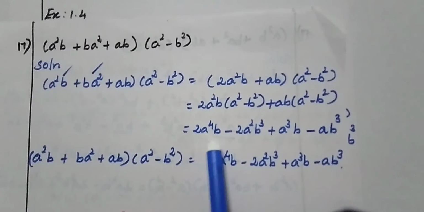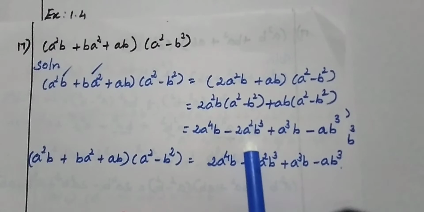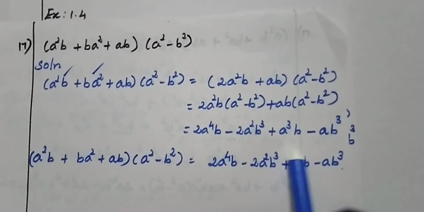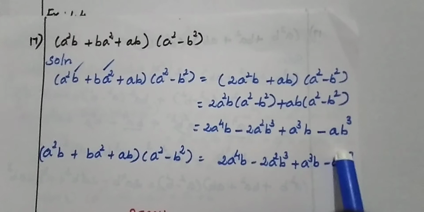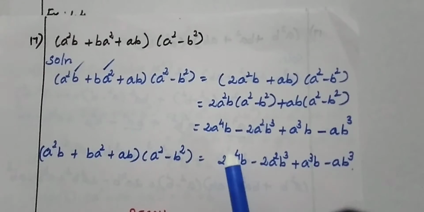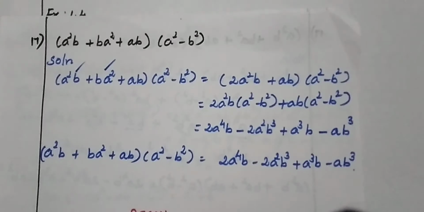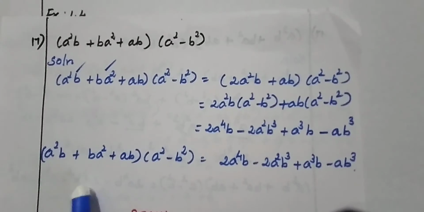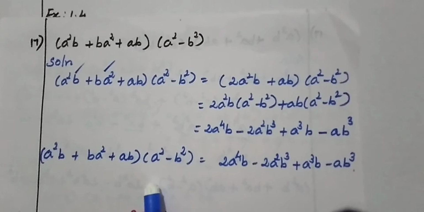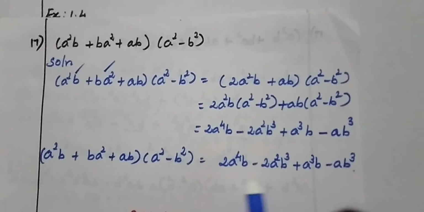2a⁴b - 2a²b³ + a³b - ab³. These are all different terms. We cannot simplify this one further. So your answer is a²b + ba² + ab(a² - b²) is equal to 2a⁴b - 2a²b³ + a³b - ab³.